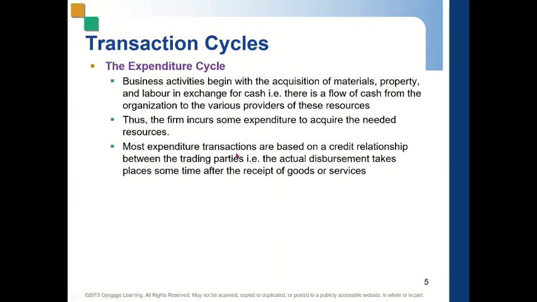And yes, most of the time, expenditure transactions will be based on credit relationships. In other words, we place an order, the supplier supplies, we don't pay immediately. Perhaps our supplier says to us, you have up to 90 days to pay. So the actual disbursement of the funds to pay for the raw materials that we got from a supplier will come later.